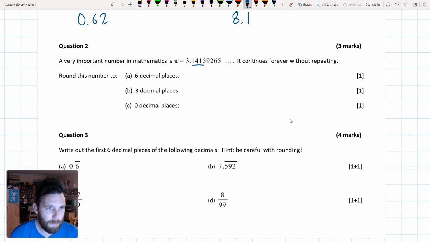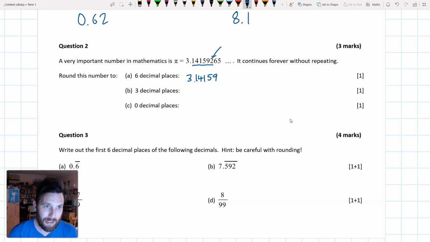3.14159. So we want the first 6 digits. 3.14159. Now for this last one here, this 2, we've got to decide whether to leave that as a 2, so round it down to a 2, or if we want to bump it up to a 3.